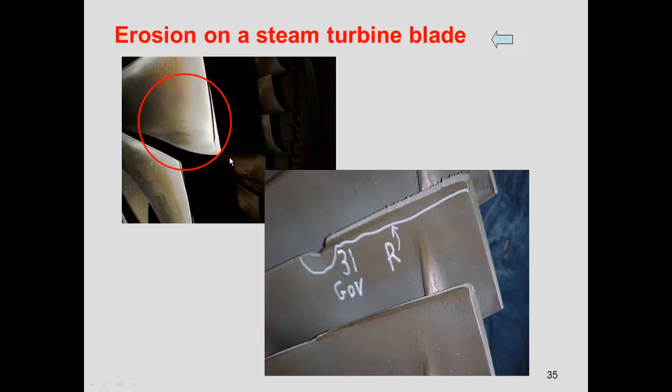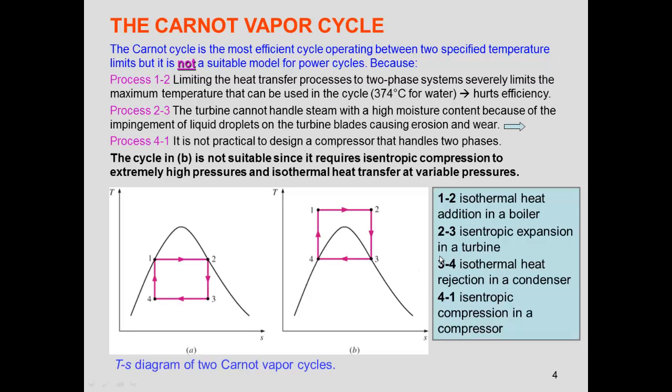We can see here corrosion due to hits by water. So we could try to move this cycle up, and then we will have what we call a supercritical cycle.